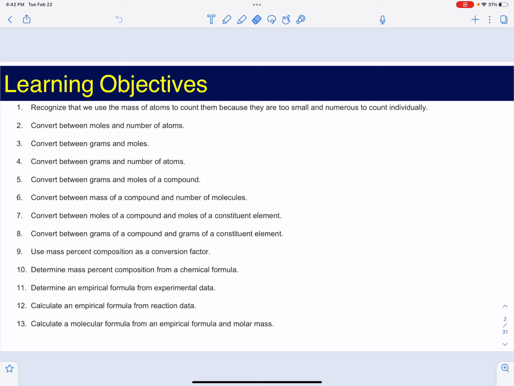Then we're going to leave the atoms behind and we're going to do the same thing with the compounds. And we're going to see how we can go from the grams to the moles of the compounds, from the mass of the compound to the number of molecules, because we're not dealing with atoms anymore, and from the moles of the compound to the number of constituents of the compound. For example, if I have a mole of water, which is H2O, then I have 2 moles of hydrogen and 1 mole of oxygen. So we will talk about that in more detail, so don't worry much about it right now. And then the same thing that we're doing with the atom, we're doing with the molecule, and we're doing it with the atoms within the molecule.